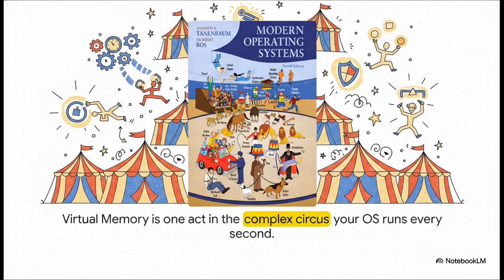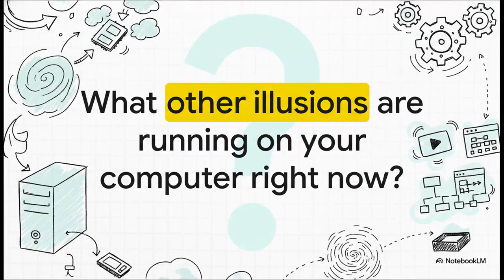And really, this whole amazing dance of virtual memory, it's just one act in the incredible circus your operating system is running every single second. It's juggling this, scheduling what the processor works on, handling your mouse clicks and keyboard taps, all of it happening invisibly right now. So the next time you fire up a huge application on a computer with what seems like not enough RAM, you'll know the secret. You'll know about the beautiful illusion of virtual memory. And it really makes you wonder, doesn't it? What other incredible tricks is your computer performing for you right at this very moment?